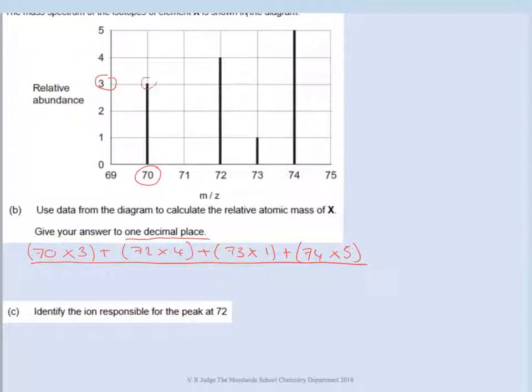So we've got a 3, a 4, a 1 and a 5, which adds up to a total of 13. So plugging that into my calculator, I get 941 divided by 13, which is equal to 72.38, but obviously to 1 decimal place, which is what's asked of you, 72.4. Okay, so that's the relative atomic mass of X.